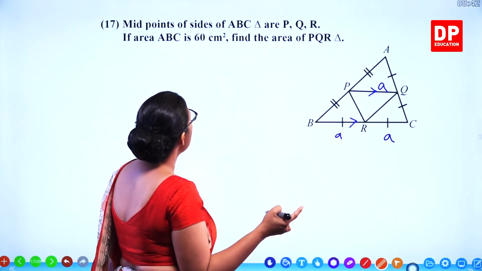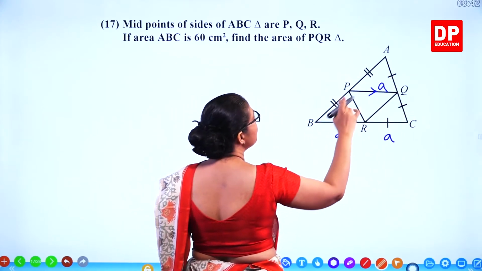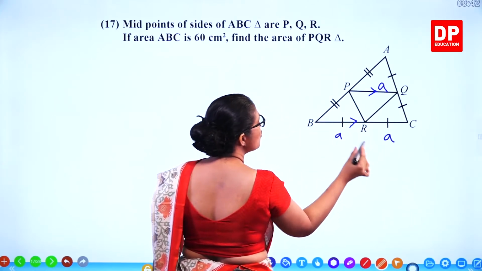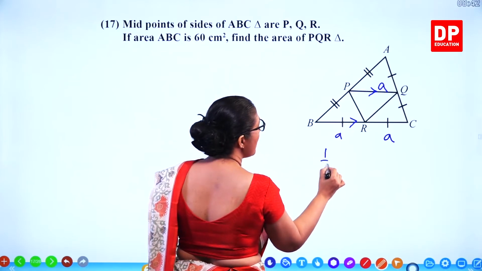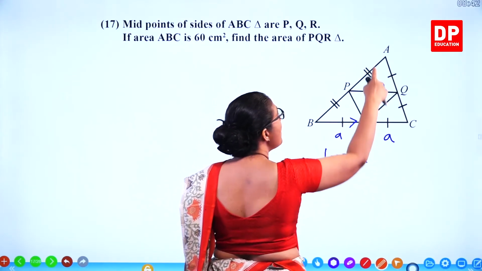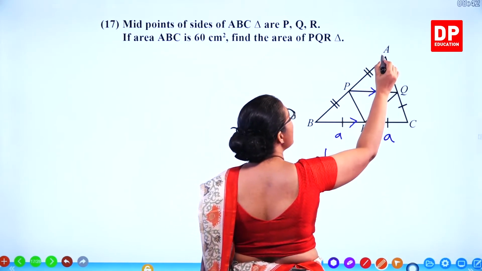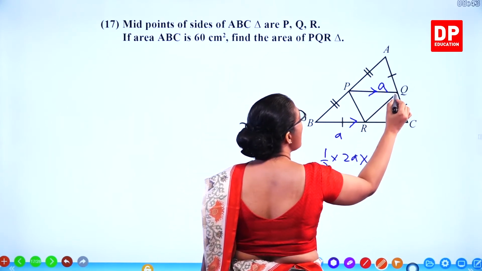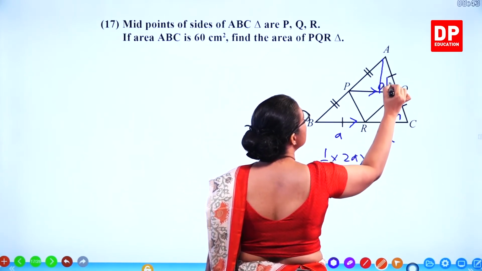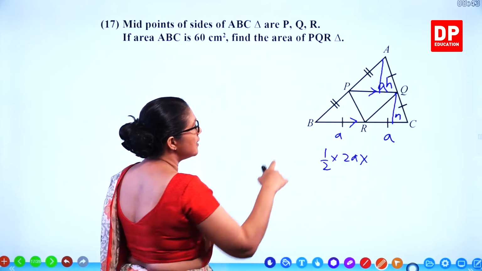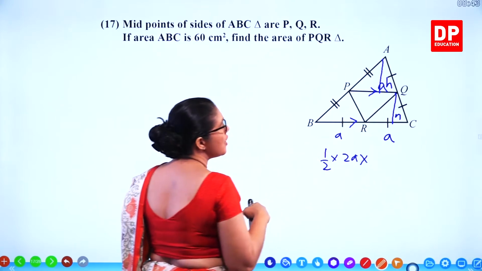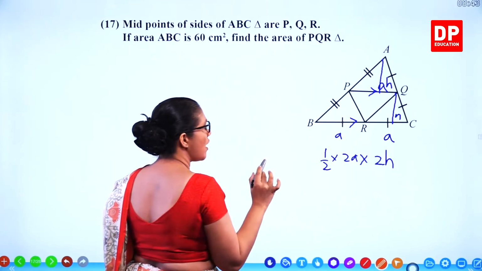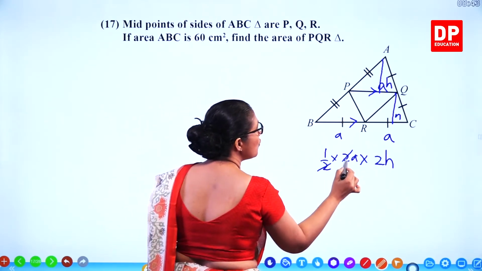Now, if you want the ABC area, half times base. Base is 2A. We'll write half times 2A times the perpendicular height. The perpendicular height is also double. This height plus this height. So if H is the height for each triangle, all these are equal triangles. This and this. And then what can you say about this one? So you can say 2H. That's the ABC triangle. So you get 2AH.